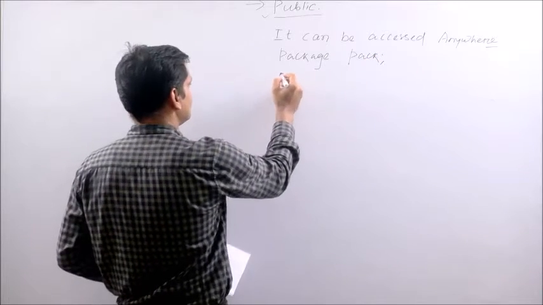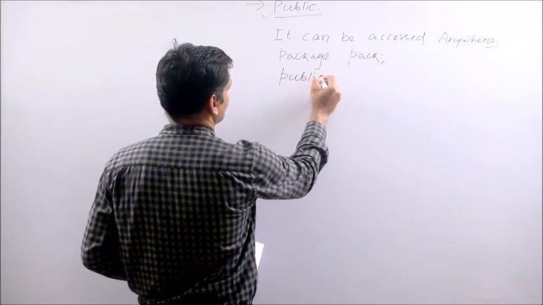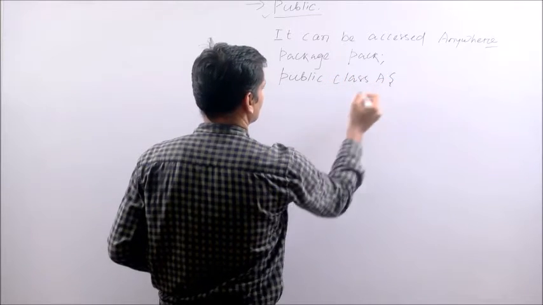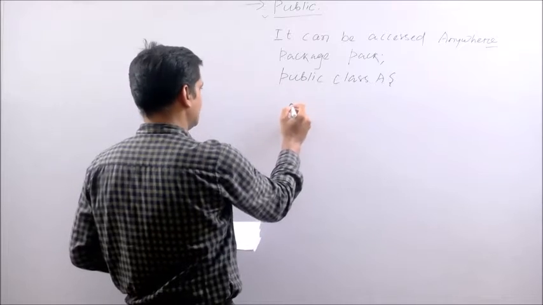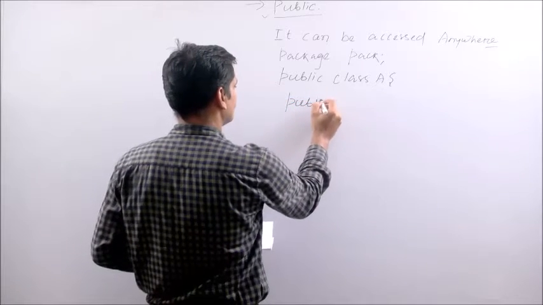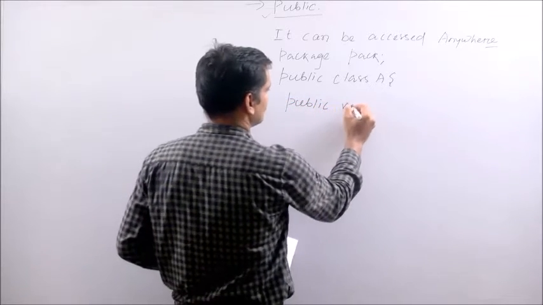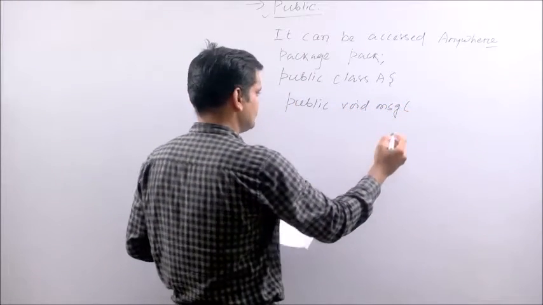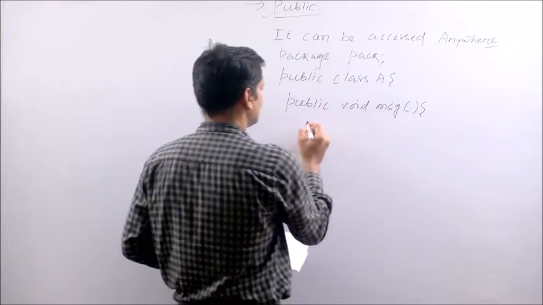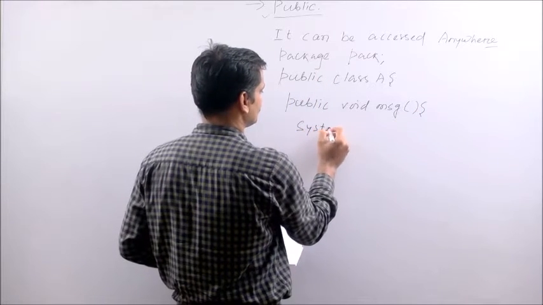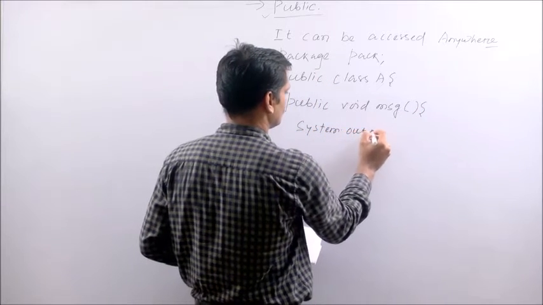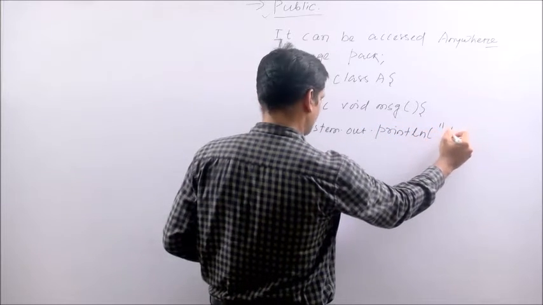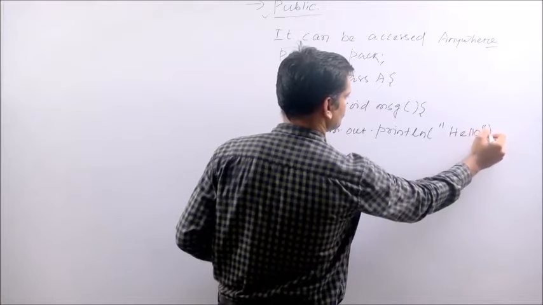We define a package here. And there is a public class A, within which there is a public method, that is message. What it displays is a message only, this message hello.